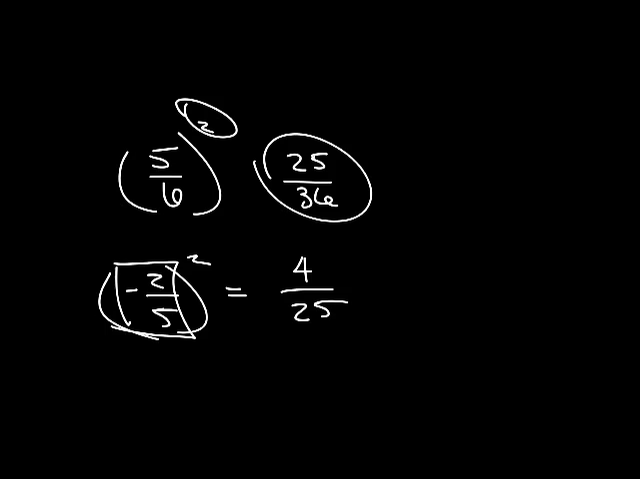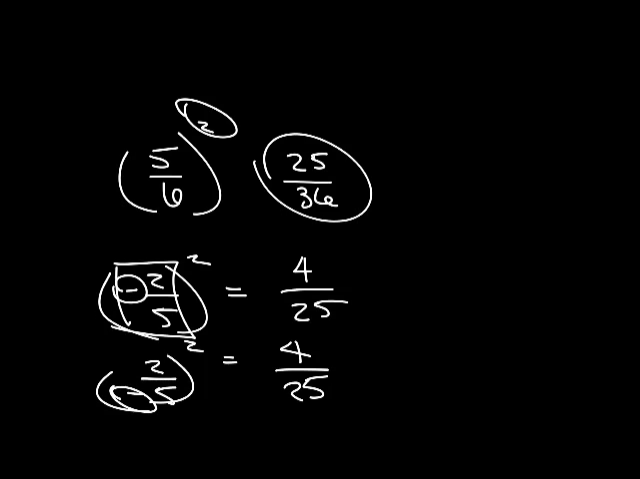We could have done it another way and put the negative down there. 2 times 2 is 4. Negative 5 times negative 5 is positive 25. So we get the same answer. It doesn't matter if the negative's down here or the negative's up there on the 2. It does not matter at all.